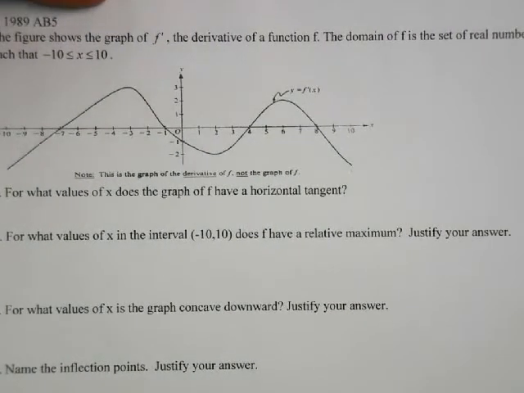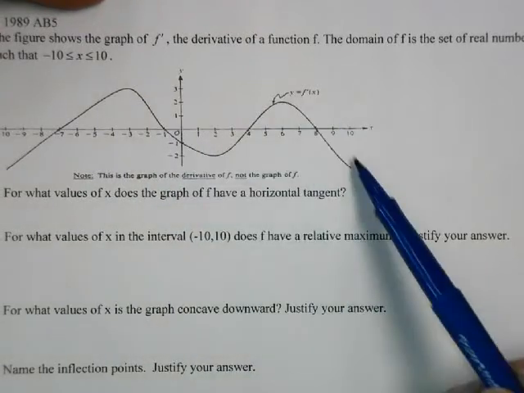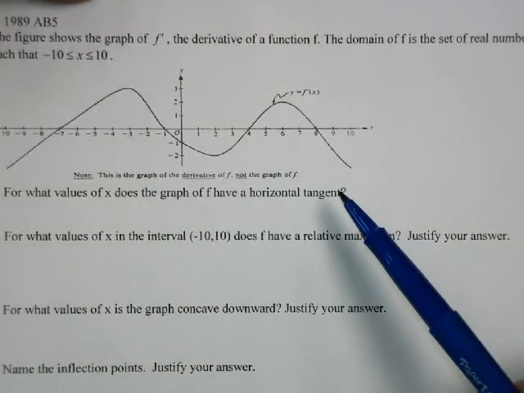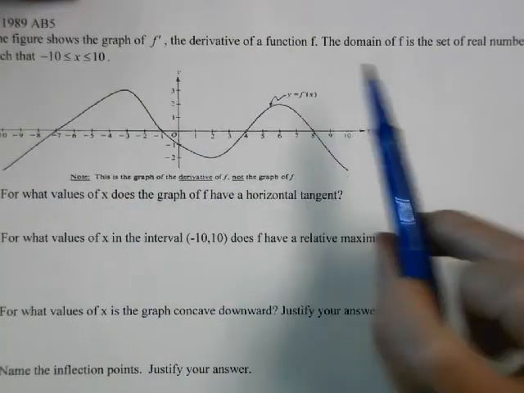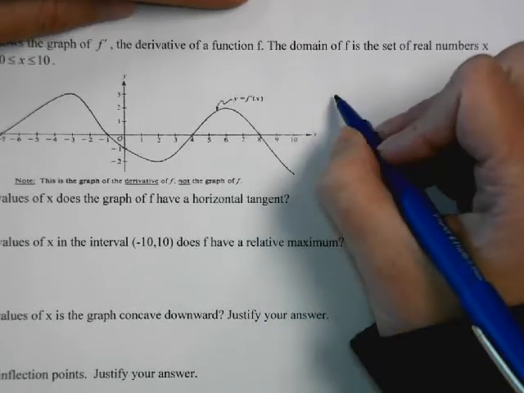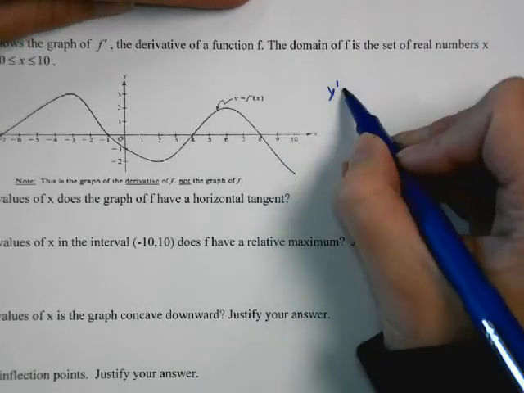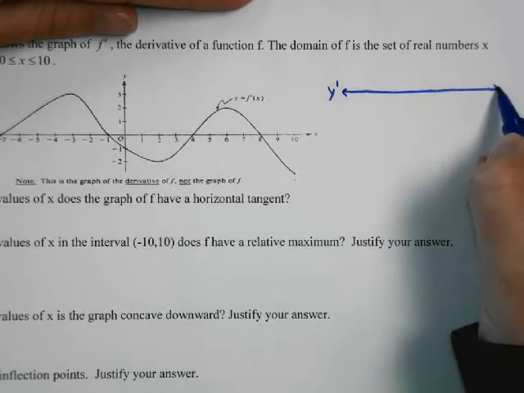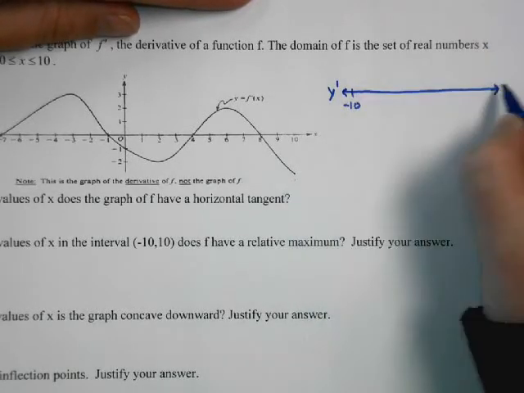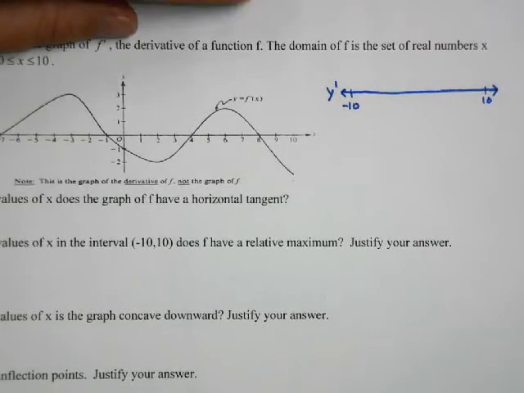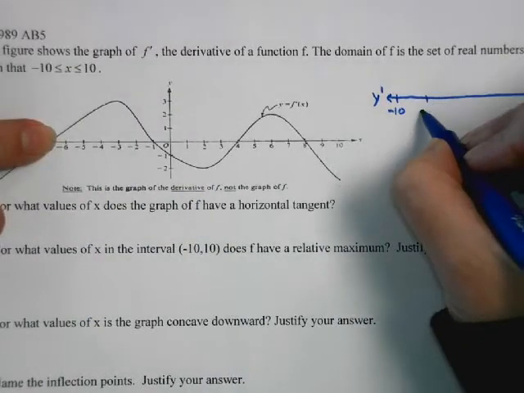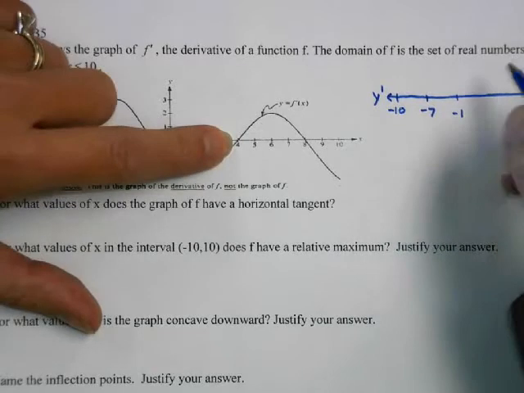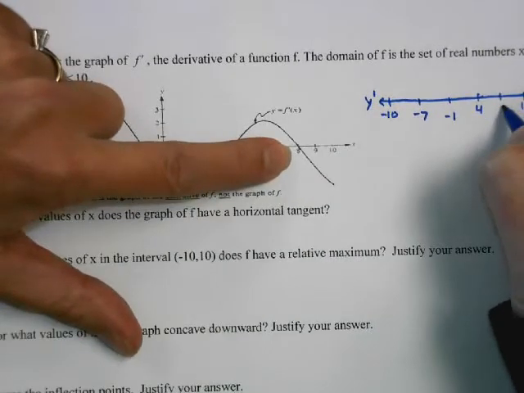So my tip for you, because looking at this, you're looking at a graph and you want to see things a certain way: I'm going to take this information from the graph and put it in a number line, so I don't have to see the graph, I just see what the graph is telling me. So we're going from negative 10 to 10. The derivative is 0 when this graph is 0. So it is 0 at negative 7, negative 1, 4, and 8.